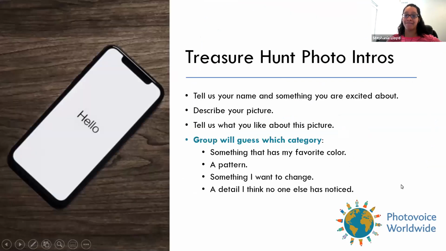So the first thing I did was, I wanted them to introduce themselves. There was a bit of pre-work, an action step before our first meeting, which involved them taking a photo and sending it to me through either Google Drive or email. And then at the first session, I had them tell us their name and something they're excited about. Then they described the picture and the rest of the group had to guess which category it fit in. So something like my favorite color, a pattern, something I want to change, or a detail I think no one has noticed.